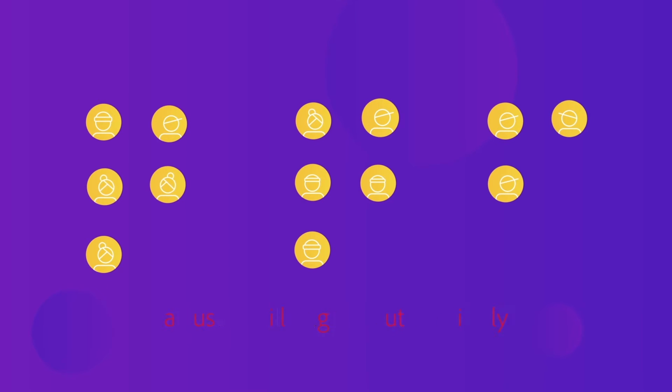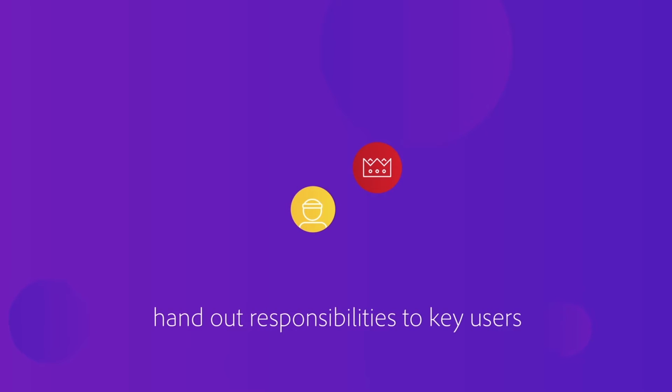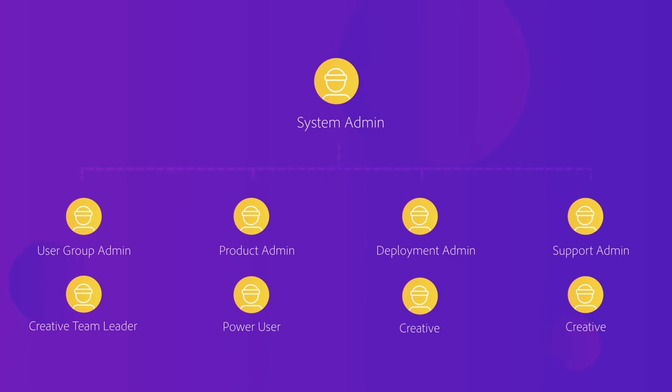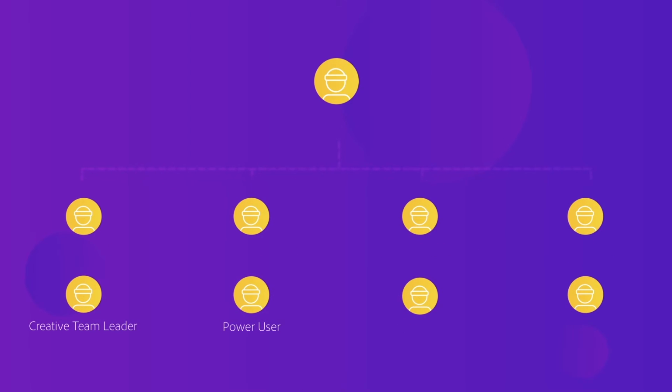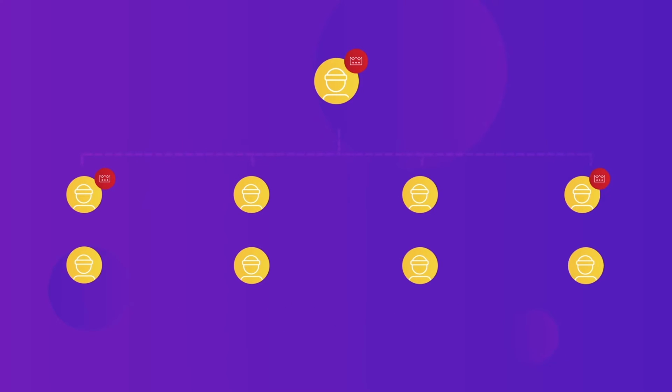To make things easier, Adobe Creative Cloud for Enterprise also allows you to hand out various responsibilities to key users. After all, why should the system admin have to do all the work? Use the User Management tab to promote specific users to various roles. Why not let a creative team leader manage his own team by promoting him to a user group admin, or have a power user promoted to a support admin to help out other users? Distributing various admin roles to key players within your organization will greatly reduce IT workload and will allow offices abroad to manage their own team locally.